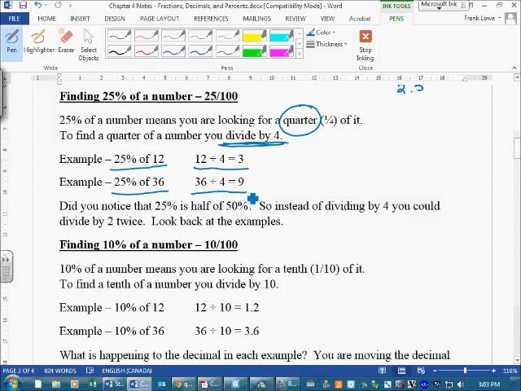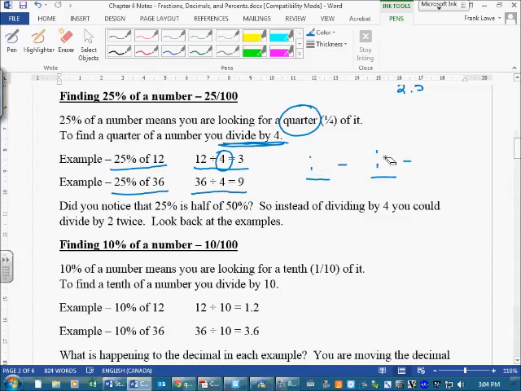Now, occasionally people may not know their 4 facts very well, right? So let's take 12. If you take 12 and instead divide it by 2 to get 6, and then divide that by 2 again, that'll still give you your answer. So for 25%, you can either divide by 4 or you can divide by 2 twice. Doesn't matter to me, whichever way works for you. But that definitely is an option for you.